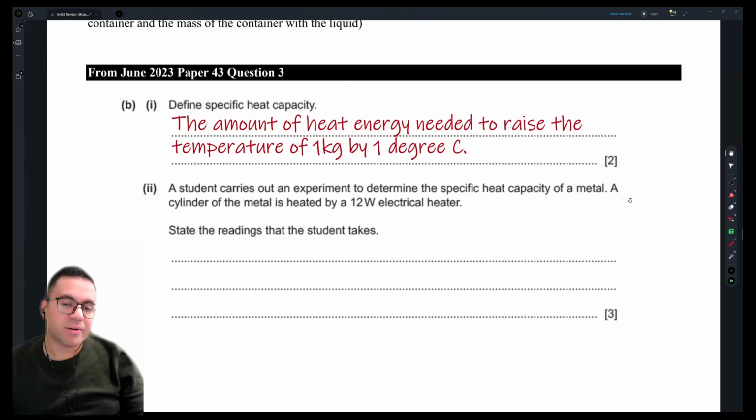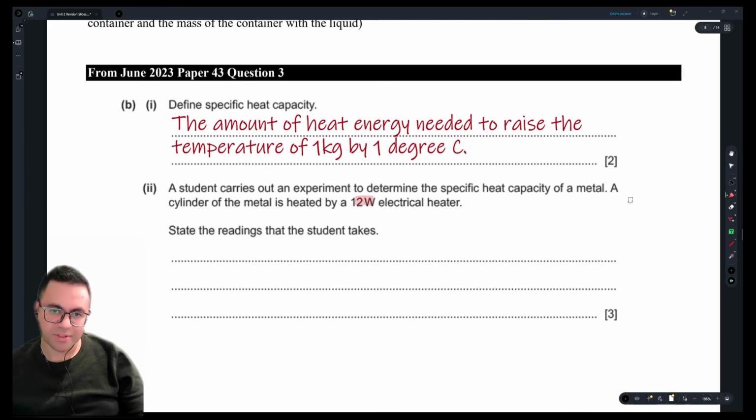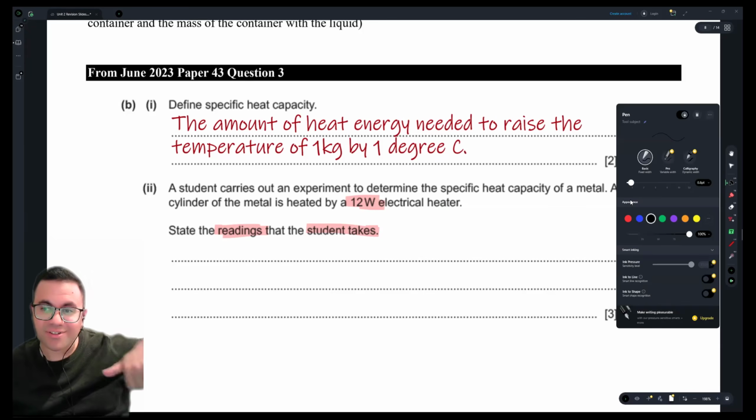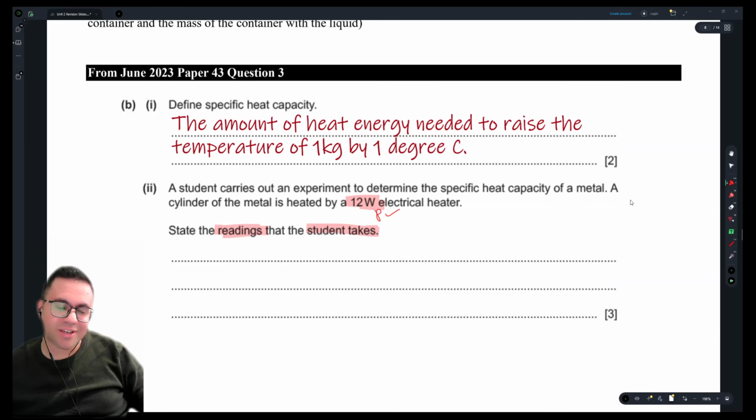A student carries out an experiment to determine the specific heat capacity of a metal. A cylinder of the metal is heated by a 12-watt heater. So it's heated by, here's the power. State the readings the student should take. So what should I measure, besides power? That's given. Look, it's already given. So this is solved for me, yay.